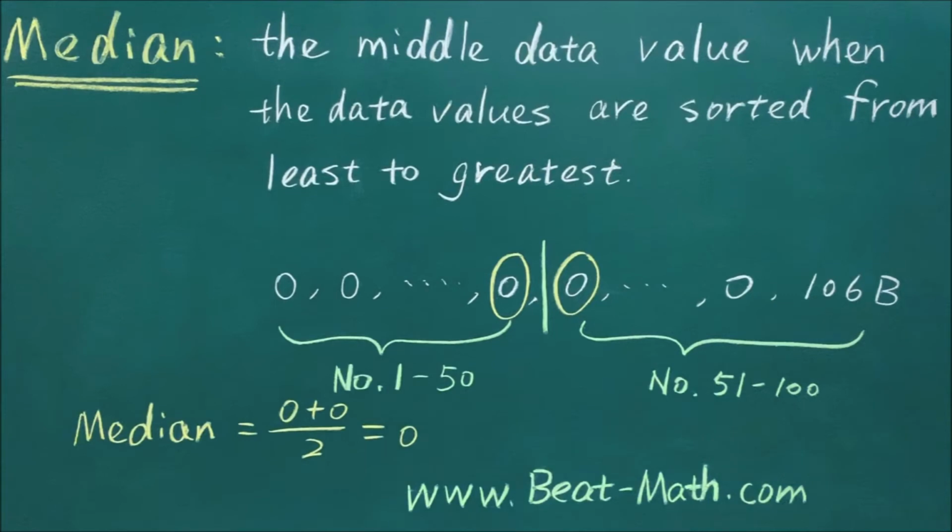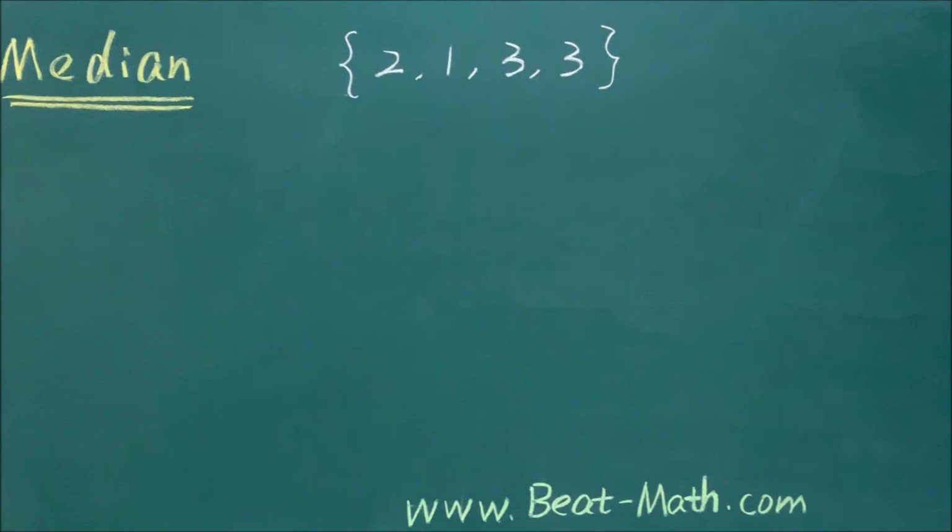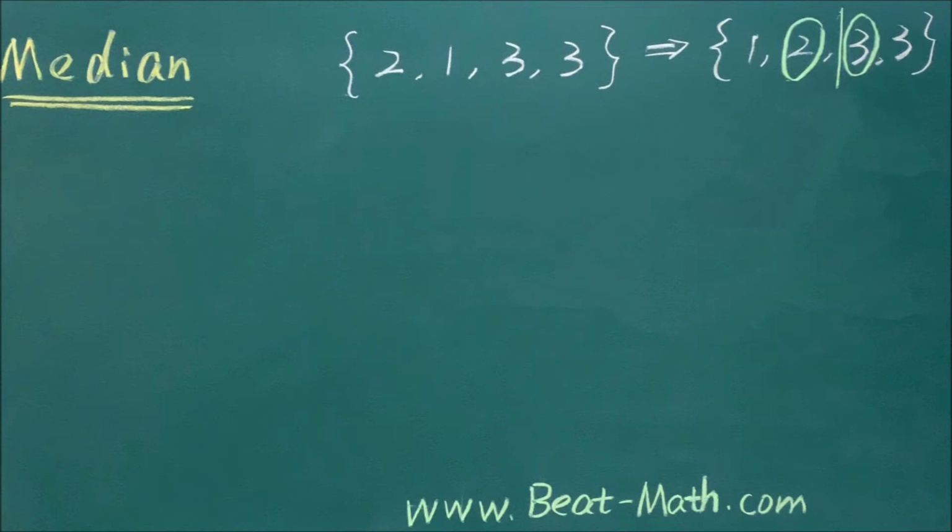Let's look at another data set and find the median together. 2, 1, 3, and 3. First, sort them from least to greatest. That is 1, 2, 3, and 3. We have 4 numbers. 4 is an even number, and it can be divided into two groups. Each group has two numbers. So there are two numbers in the middle, 2 and 3. We take the mean of 2 and 3, so the median is 2.5.